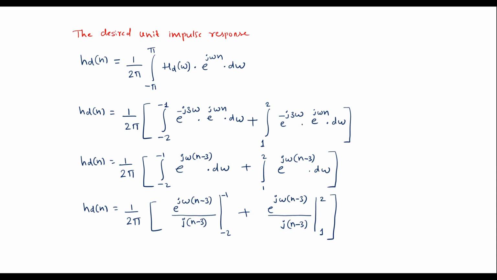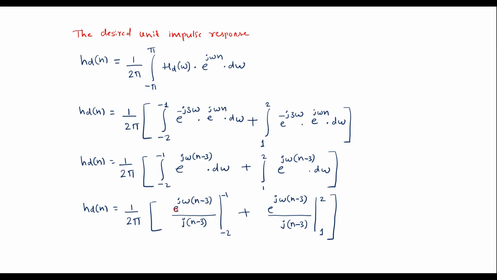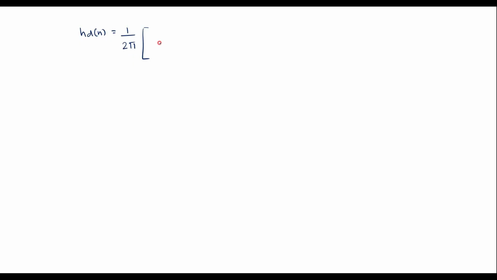Now let me simplify this further. I can write hd of n is equal to 1 over 2 pi. Here we have e power j minus 1 into n minus 3, that I can write as e power minus j of n minus 3, minus, we have minus 2, that is e power minus j 2 of n minus 3, whole divided by j of n minus 3.